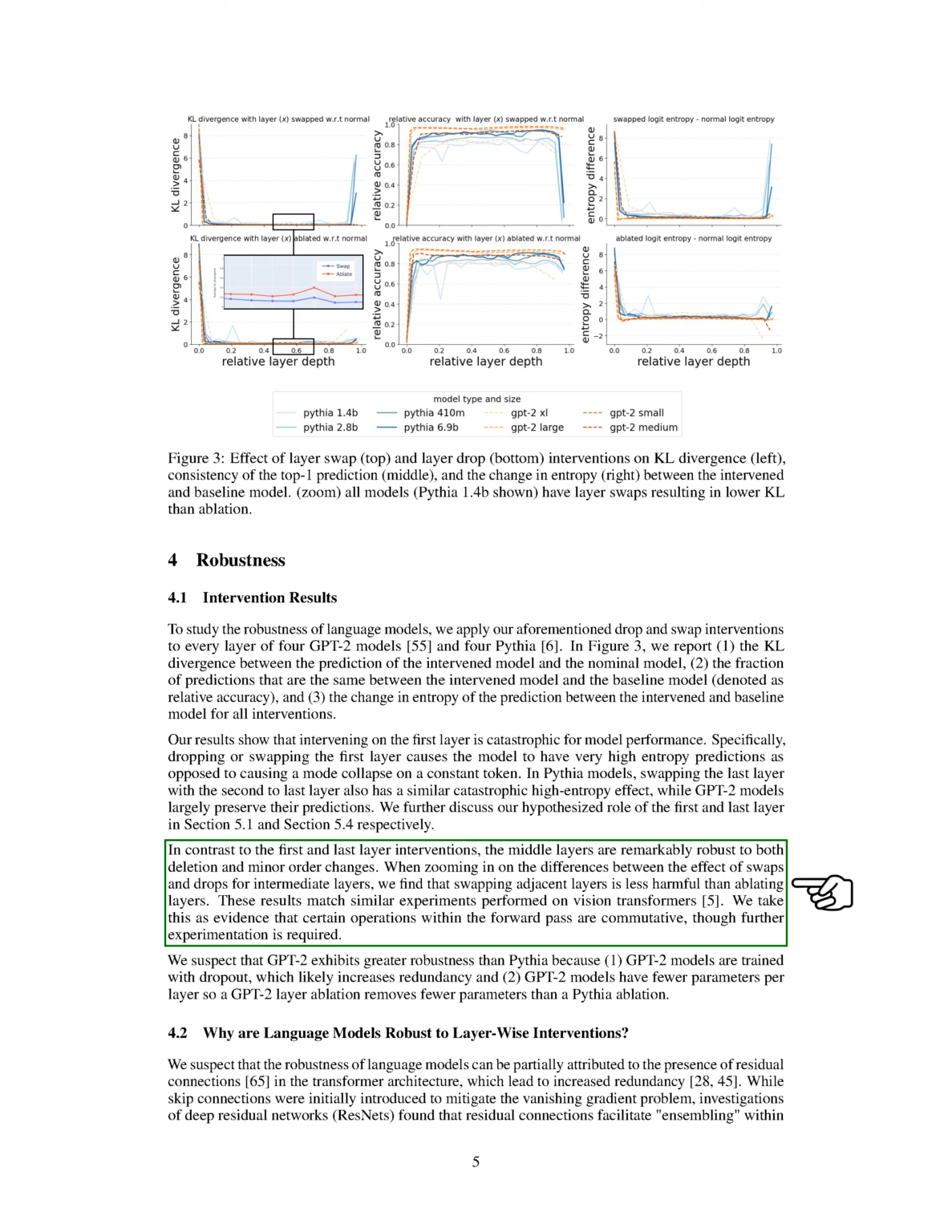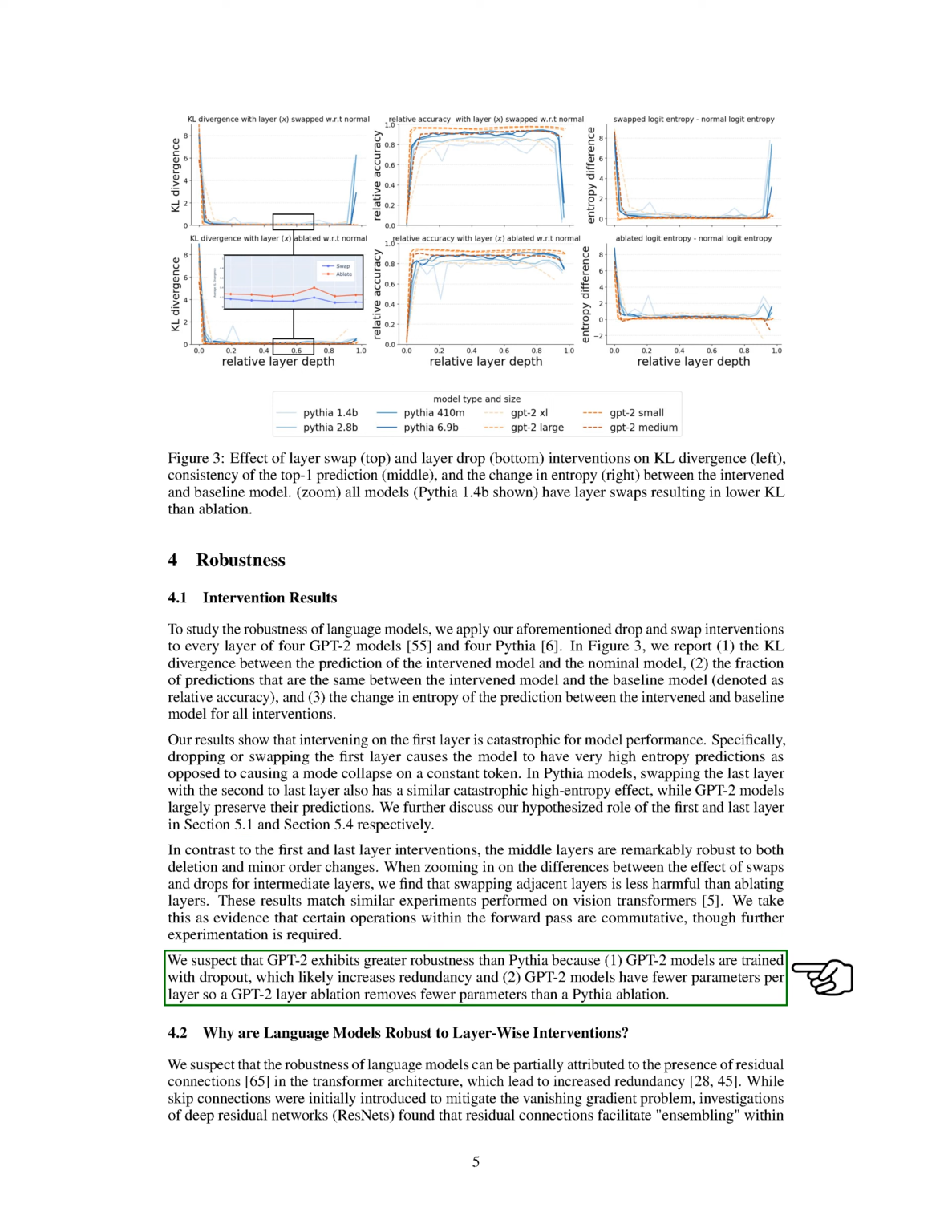Swapping adjacent layers has been found to be less harmful than ablating layers, indicating that certain operations in the forward pass are commutative. Our results suggest that GPT-2 models are more robust than Pythia models due to factors like dropout during training and the number of parameters per layer. Overall, our interventions have shown that the first and last layers play crucial roles in model performance, while middle layers are more resilient to changes. Further experimentation is needed to fully understand the impact of different interventions on model behavior.